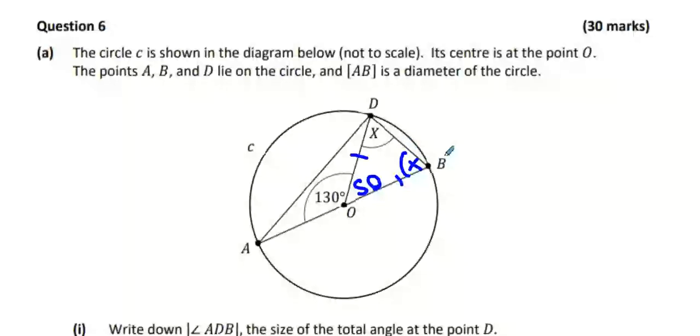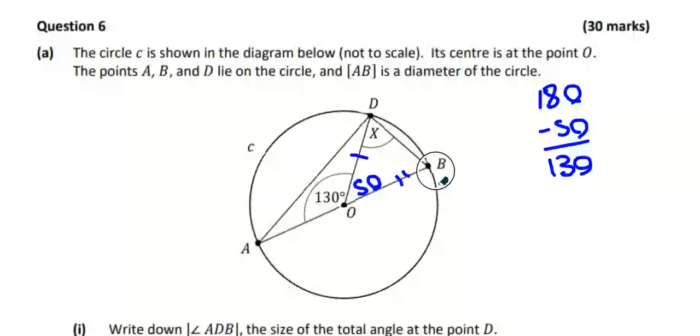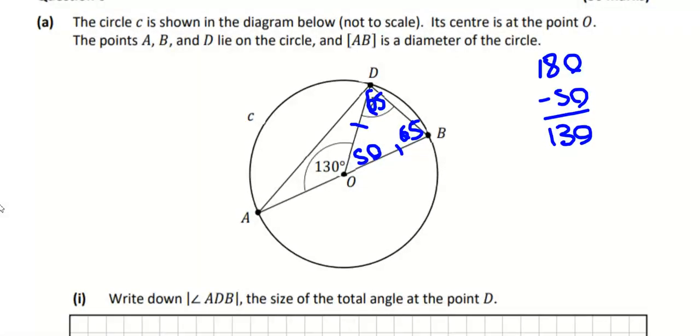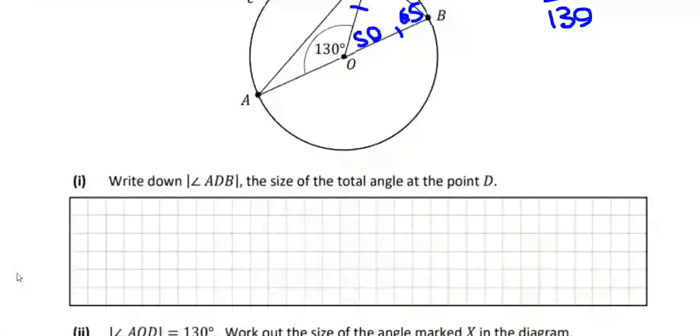If you're filling this out as we go along, if you don't have it done. So 180 take away 50. 130 divided by 2. 65, okay? So they're both 65s. And those workings I did, they'll go down the bottom. All right. Now, well done.